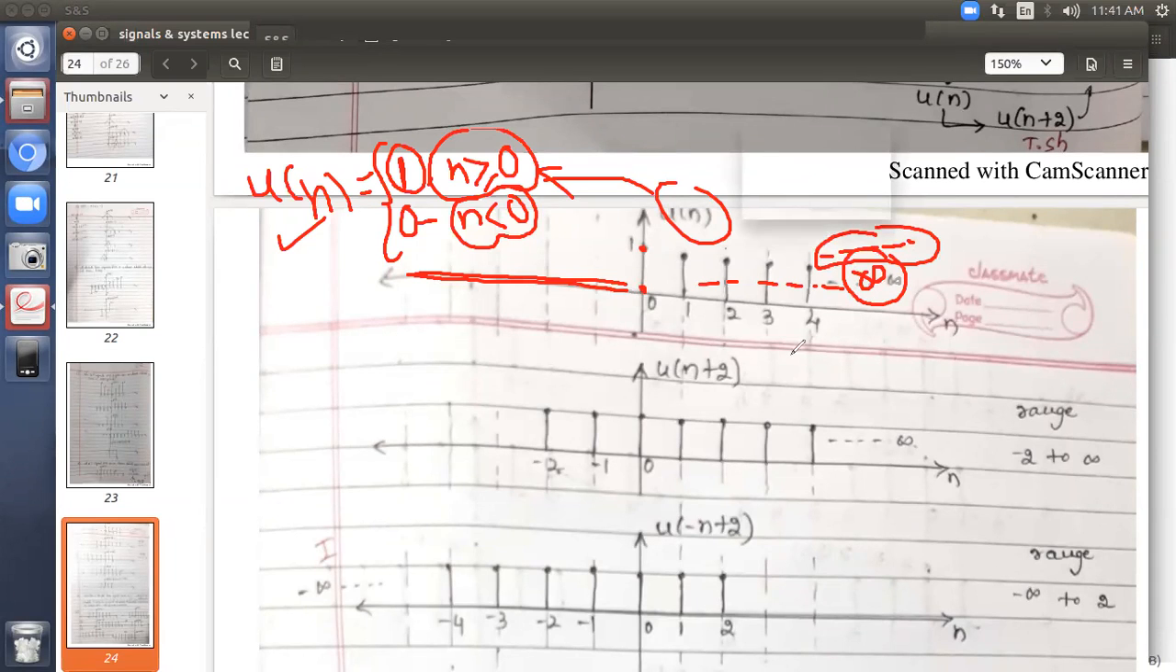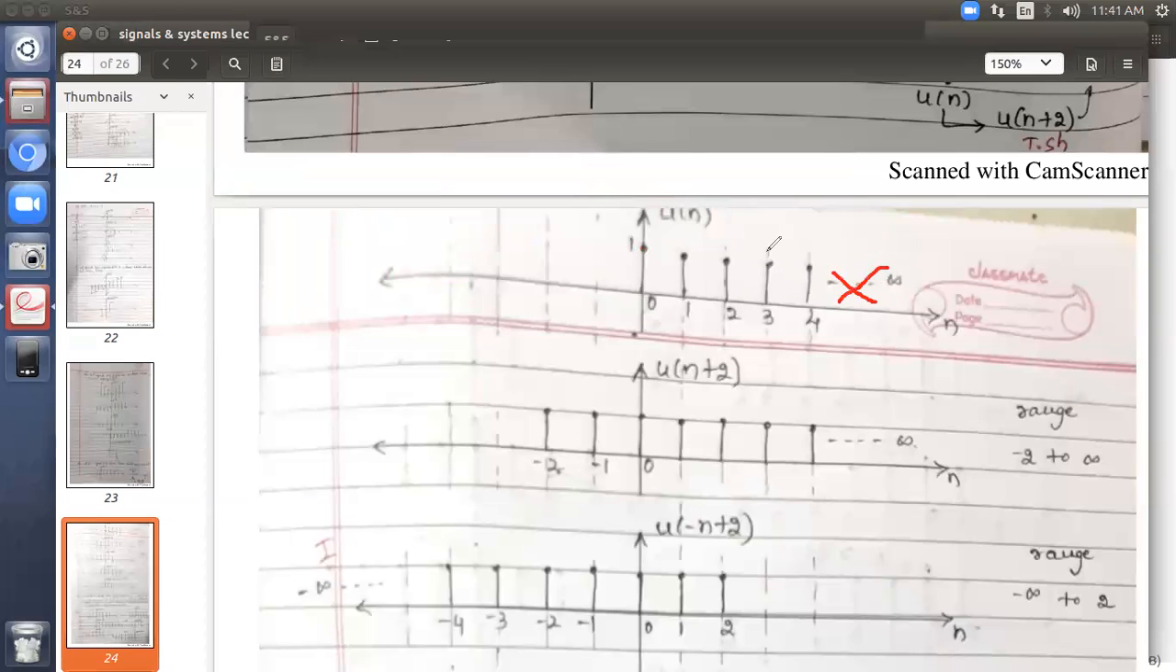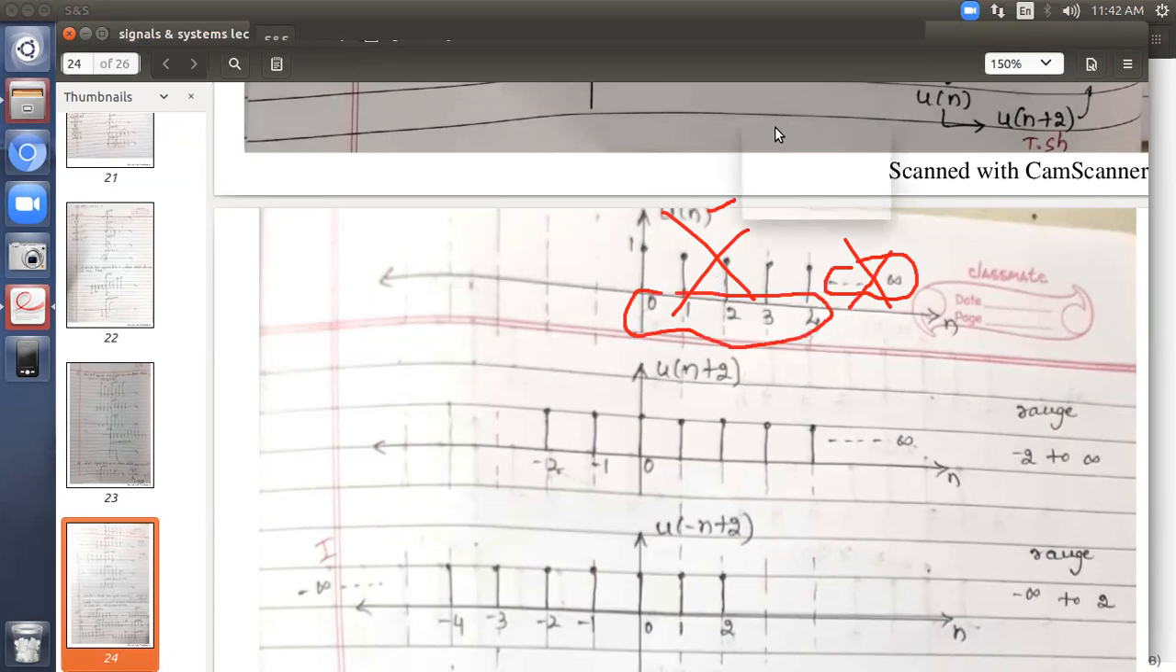If you don't draw this, what does it indicate? It indicates u of n is a limited signal between the range 0 to 4, which is wrong. So this is again a common mistake. Instead of drawing continuous and discrete, you get confused. This is one mistake. The second mistake is you don't indicate the dots up to infinity. If you don't, the complete signal is wrong, because u of n is an infinite signal and here you are showing that it is only between 0 to 4. So please don't make this mistake.